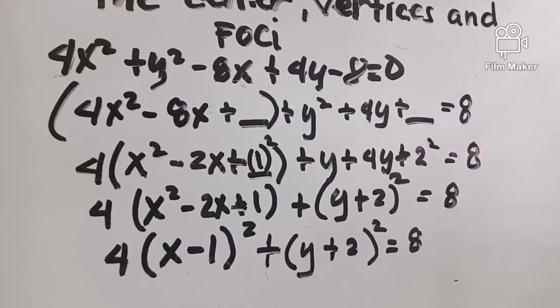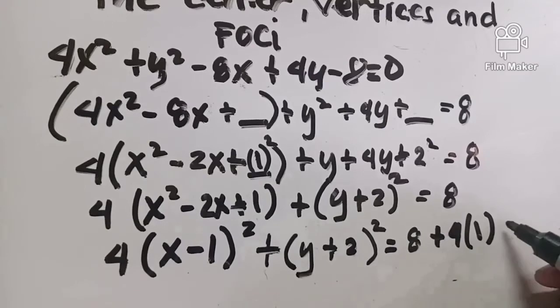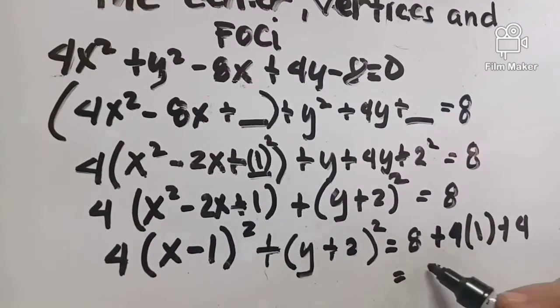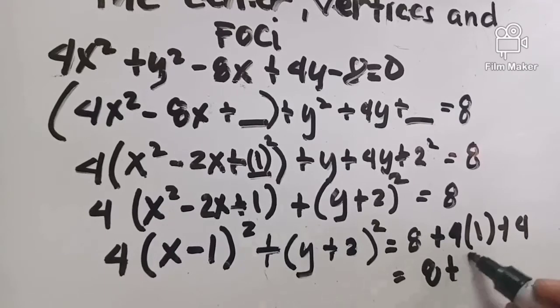Tapos, yung 8 na yan, anong i-add natin para maging balanse? So, yung 8, itong 4. So, guys, meron pang 4. So, 4 times 1, plus 4 times 1, and then, plus 4 uli. Okay. So, re-rewrite natin siya. Itong 4 times 1 will become 4, 8 plus 8.